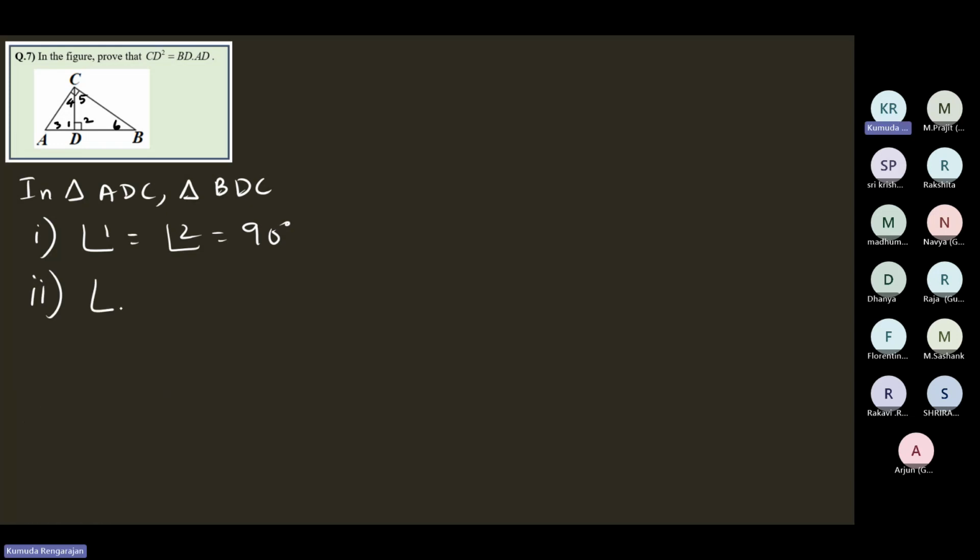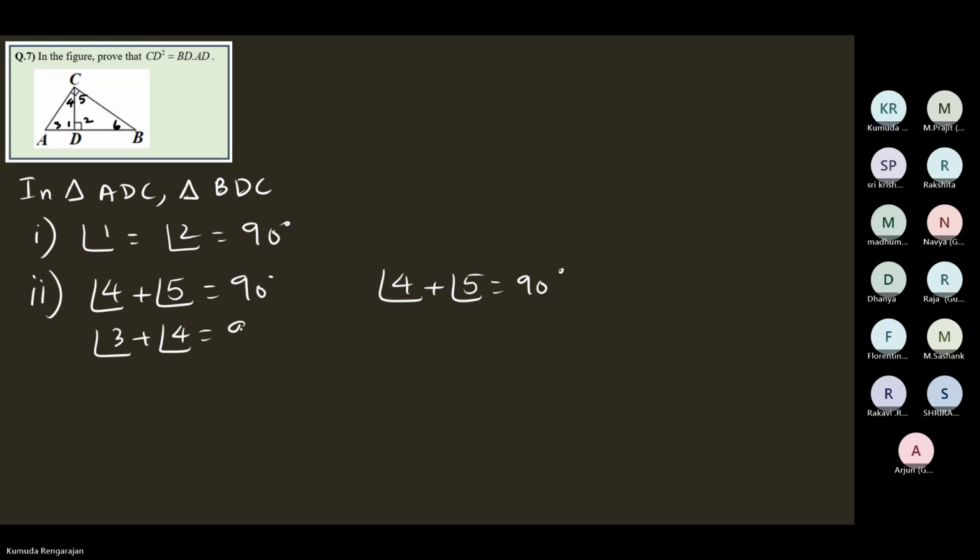See, you have to write angle 4 plus angle 5 is 90, children, because angle 4 is of one triangle, angle 5 is of the other triangle. Now, along with this 4 plus 5 is 90, you can either write angle 3 plus 4 is 90, or you can write angle 5 plus 6 is 90.